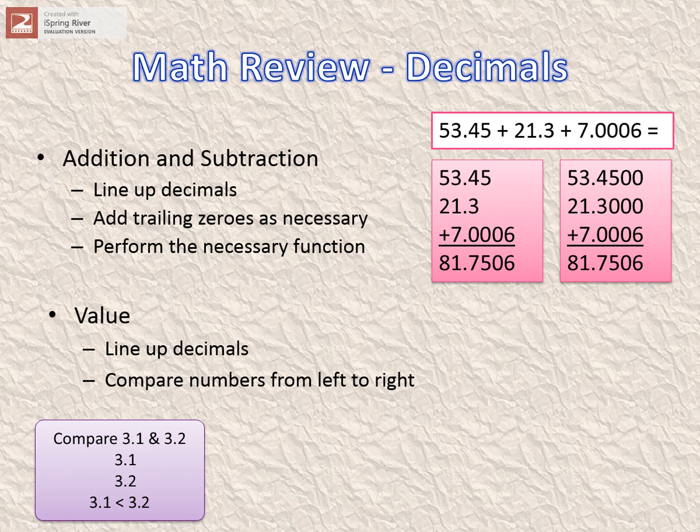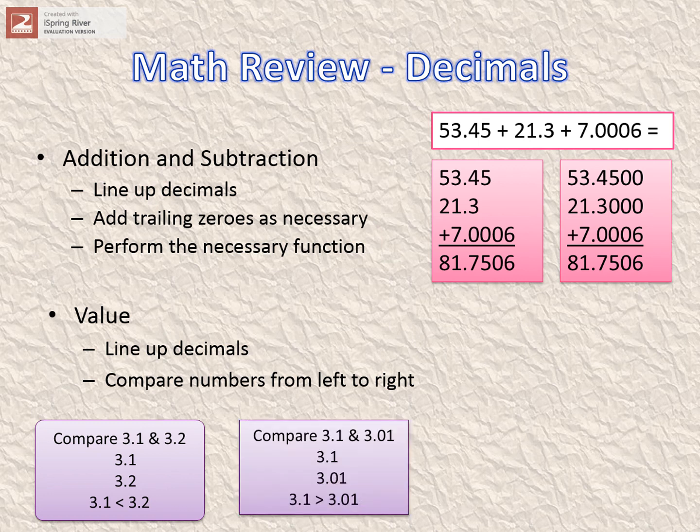If I were to compare 3.1 and 3.2, I'd line up the decimals, one over top of the other, and I'd see that my 3's are the same. So I'd go to the next number to the right, which is 1 and 2. 2 is bigger than 1. 1 is less than 2. So it's going to say 3.1 is less than 3.2. Similarly, we could say 3.2 is greater than 3.1.